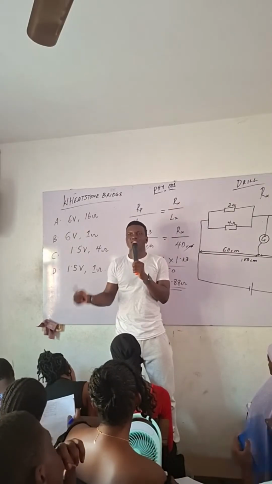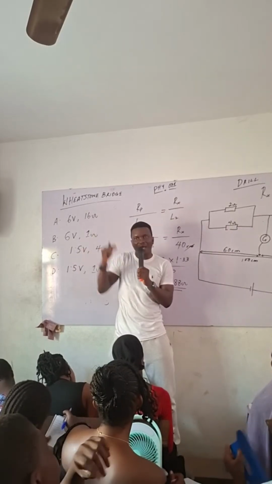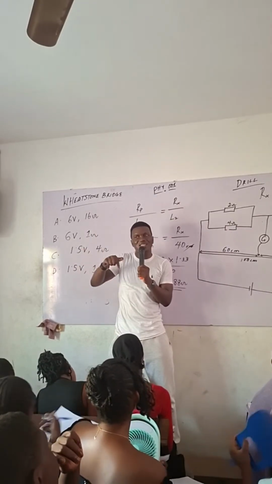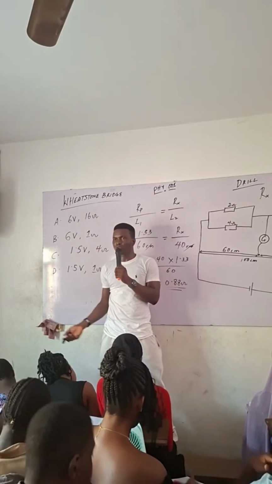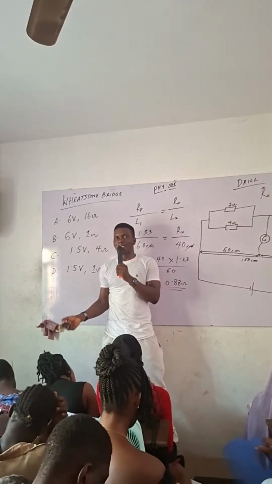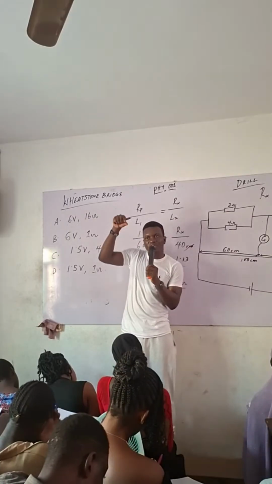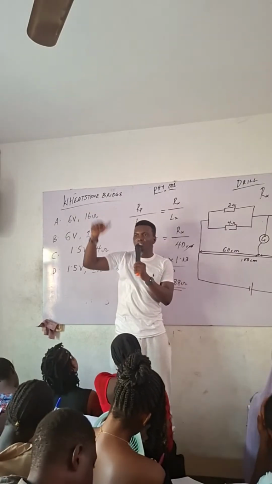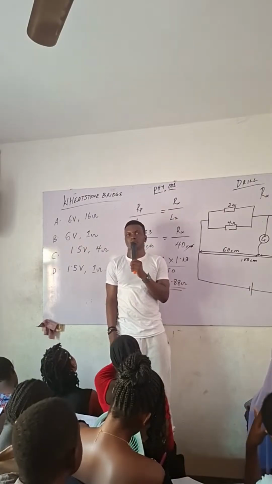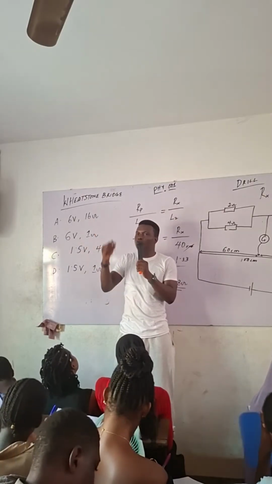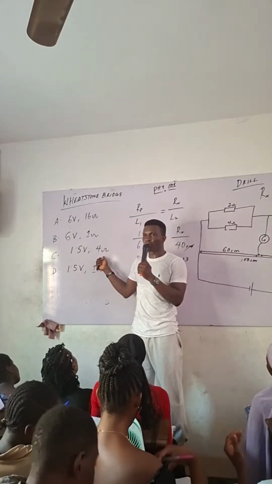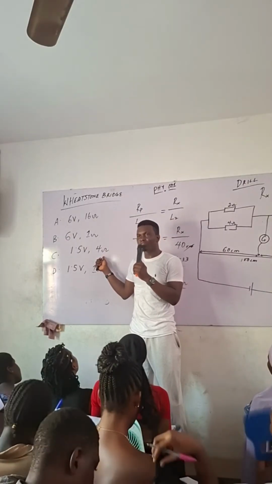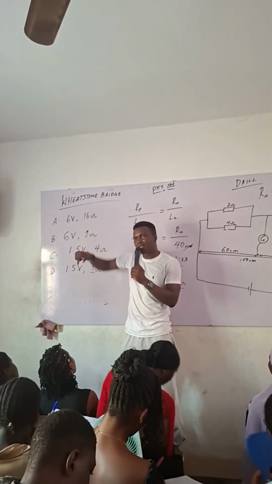Because the effective resistance in parallel is always lesser than the individual resistance. I said that on Monday: if they are in series, the effective resistance will be higher than the individual, but if they are in parallel, it is always lesser. They gave us individual resistance to be 4, so our final answer can never be 4. It must be lesser. We already know this.